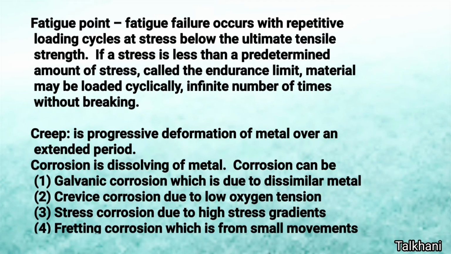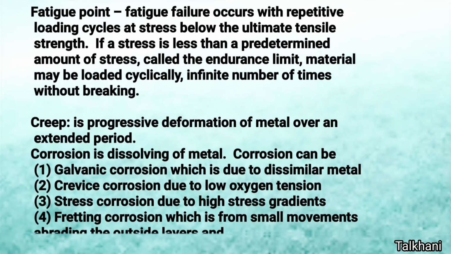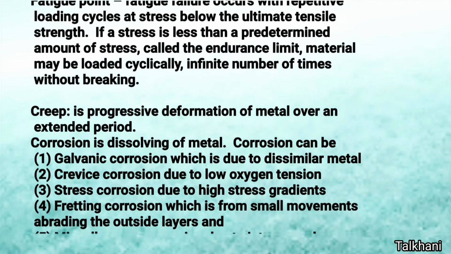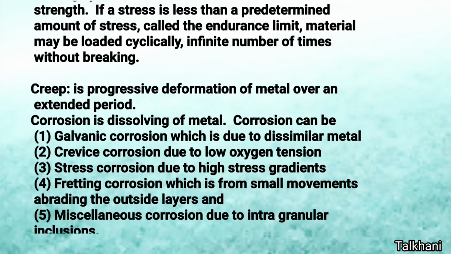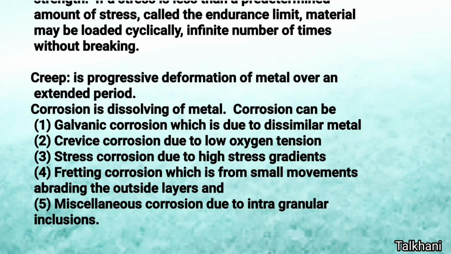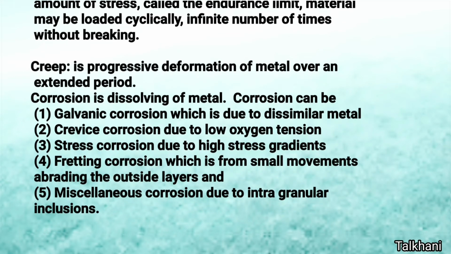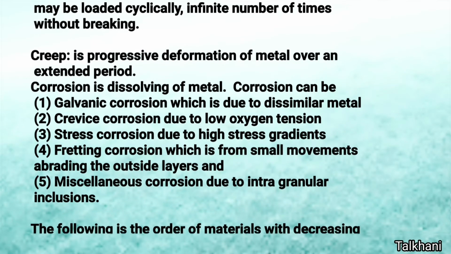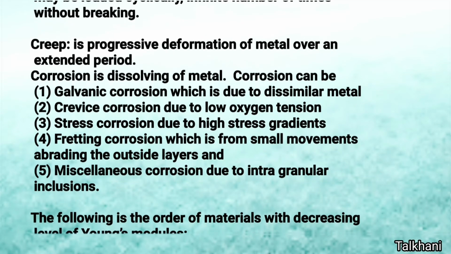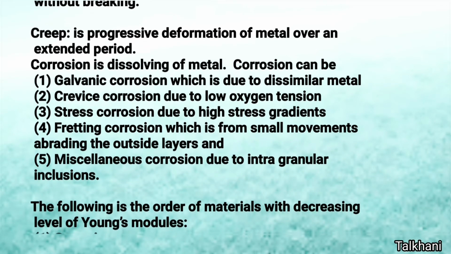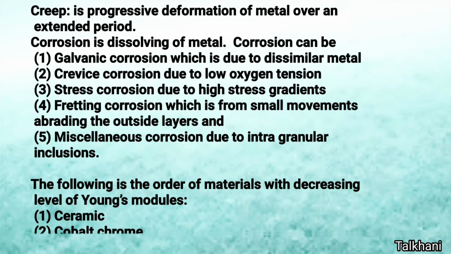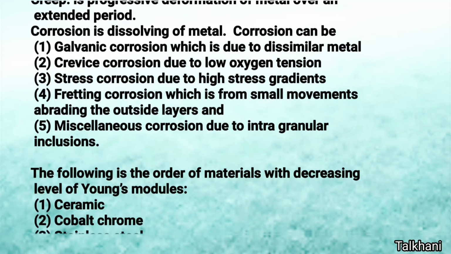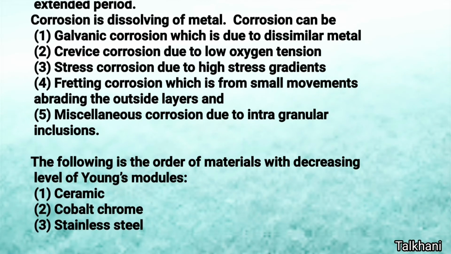The following is the order of material with decreasing level of Young's modulus. Number 1, ceramic. 2, cobalt chrome. 3, stainless steel. 4, titanium. 5, cortical bone. 6, matrix polymer. 7, PMMA. 8, cancellous bone. 9, polyethylene. 10, tendon or ligament. 11, cartilage.